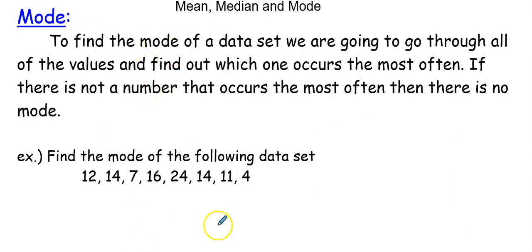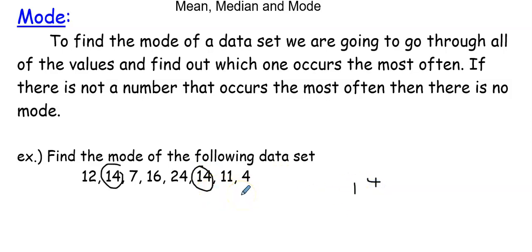All right, the mode. Which one occurs more often? Well, you don't have to write them in order. It does make it easier to find repeats, but we already did this, so we know that there's 2 14s. So the mode would be 14, because there's 2 of them. There's more 14s than anything else.